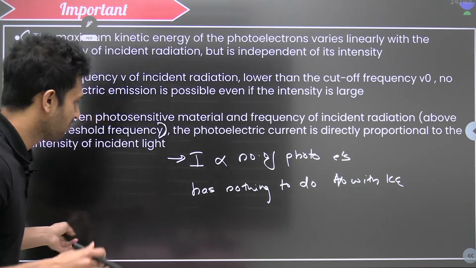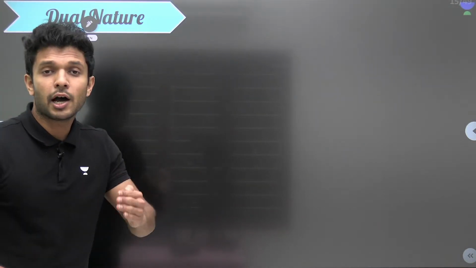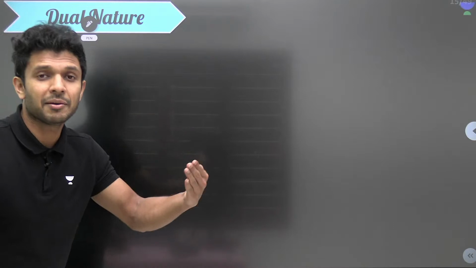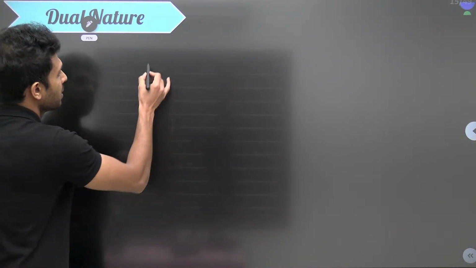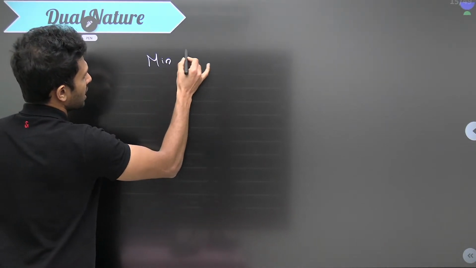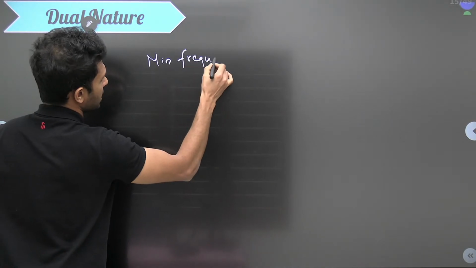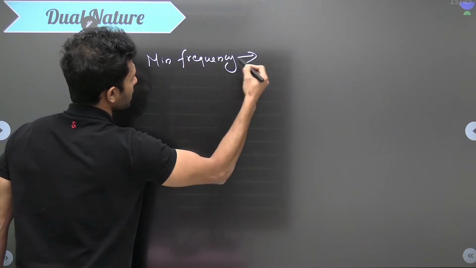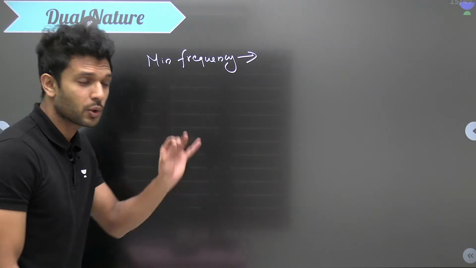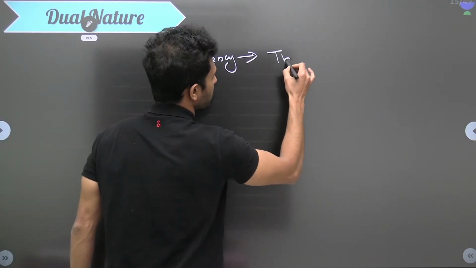Shall I explain? I think you will love my explanation. Now, for the photoelectrons to get emitted, there should be a minimum frequency. Okay, a minimum frequency should be there. And what did we call that minimum frequency? That is called the threshold frequency.